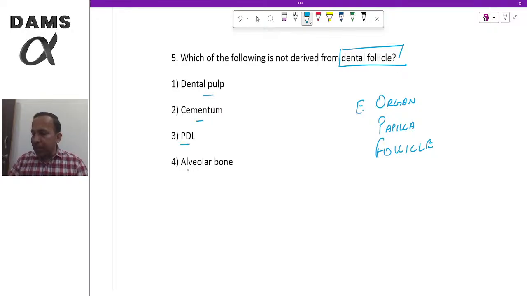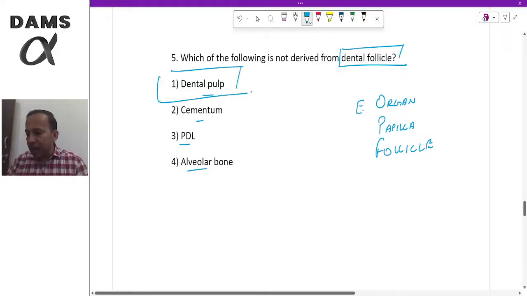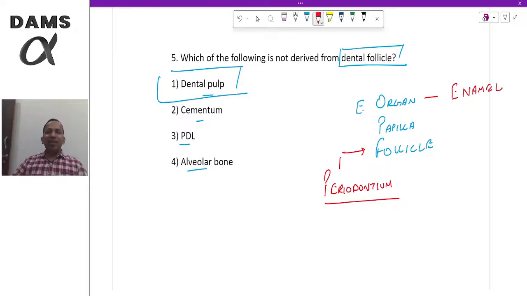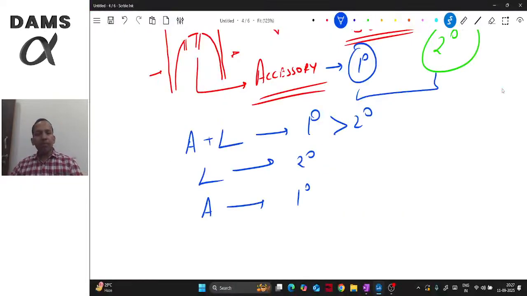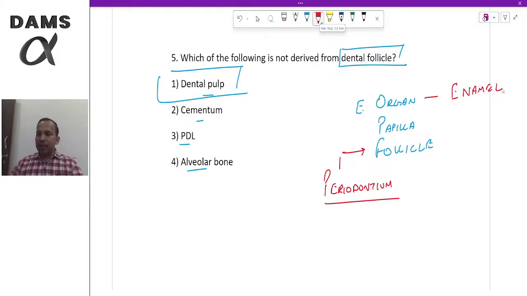The options are dental pulp, cementum, PDL, alveolar bone. So obviously the correct answer, as all of you have said, is dental pulp, isn't it? Always remember that follicle forms the periodontium. Enamel organ forms enamel. The remaining tissue, that is dentine and pulp, is formed by the papilla, right? Alveolar bone also is a part of periodontium, so that would also be formed from dental follicle, right?